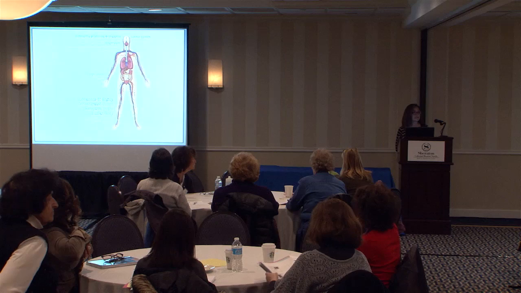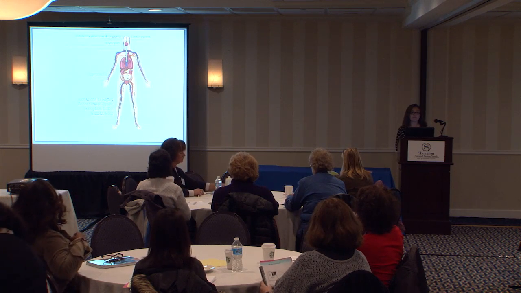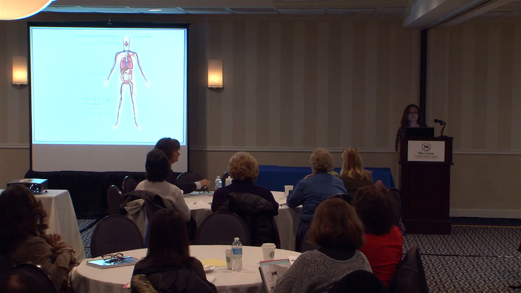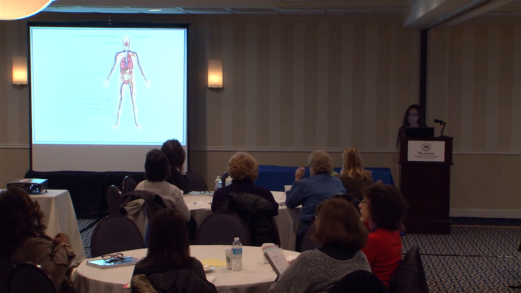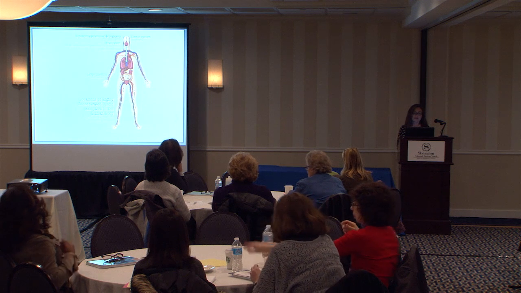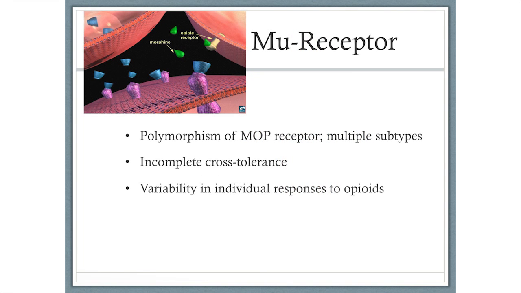The receptors in the substantia gelatinosa and the thalamus are involved in the transmission or the inhibition of transmission of impulses in the spinothalamic tract and the descending inhibitory control. Opioid receptors in the brainstem are involved in miosis and respiratory depression and cough suppression. And then those in the gut are involved in constipation and gastric stasis.